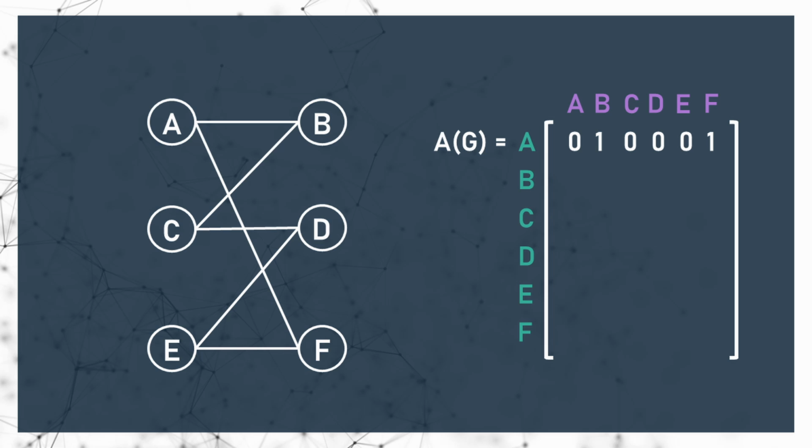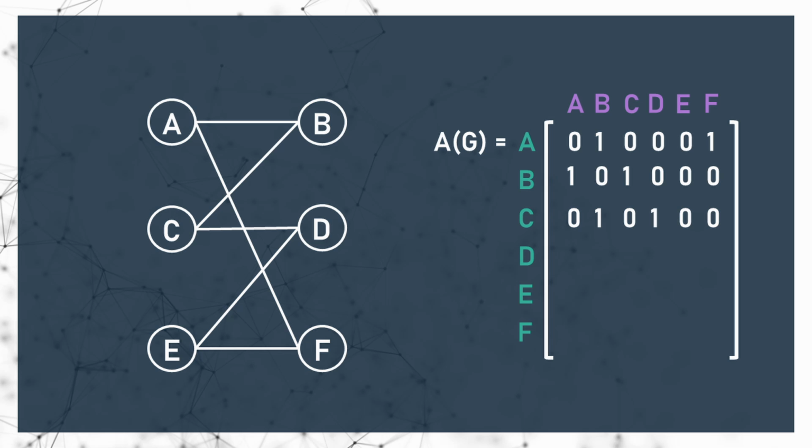Let's fill in the second row now. Node B has exactly one connection with node A and one with C. So let's update the matrix. Node C is connected only with B and D, and there is only one arc between B and C and B and D. So let's update the adjacency matrix one more time.